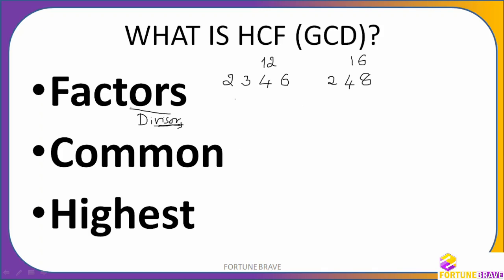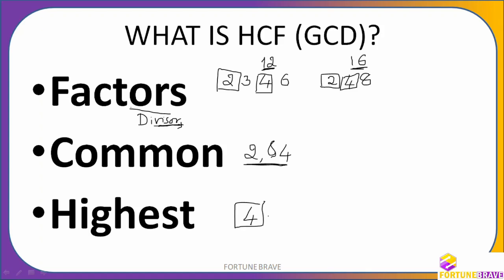What are common here? We'll find out the common ones. 2 is common and 4 is common. There are two factors which are common. So the common ones among 12 and 16 are 2 and 4. Now which one is the highest? When we find the common, we will find the highest one as well. 4 is the highest. So this is your HCF or GCD.